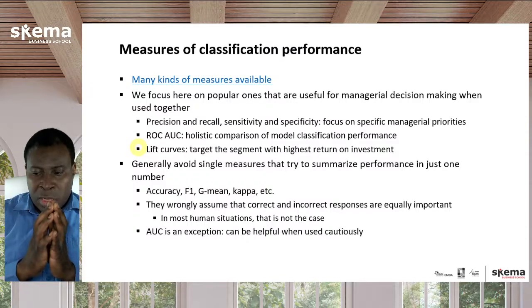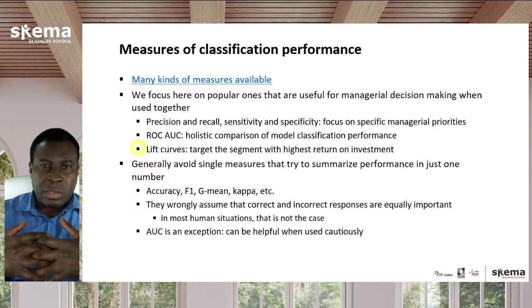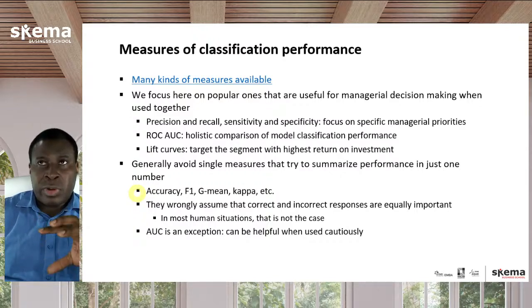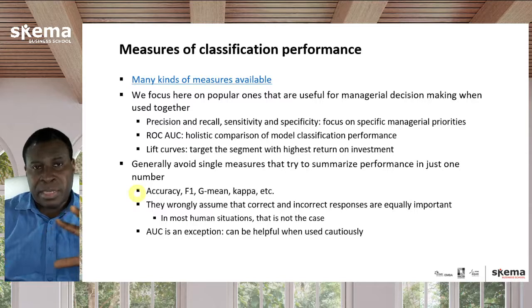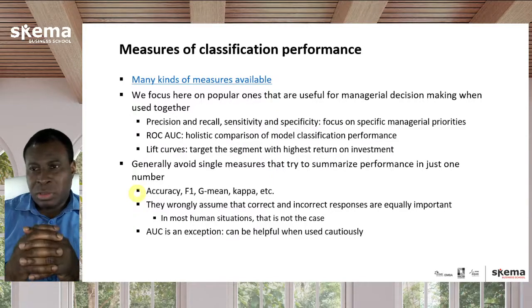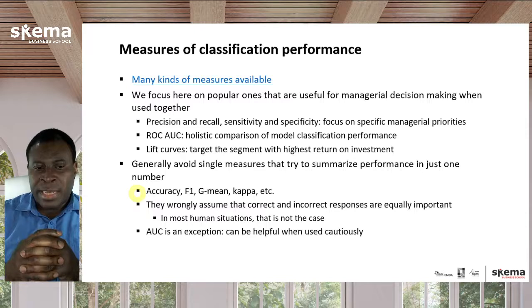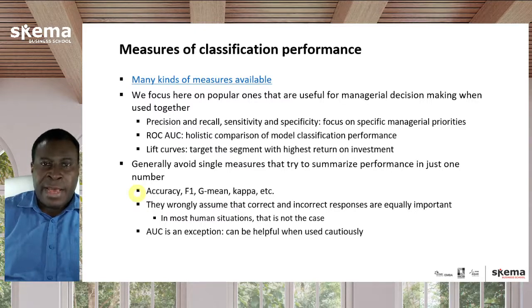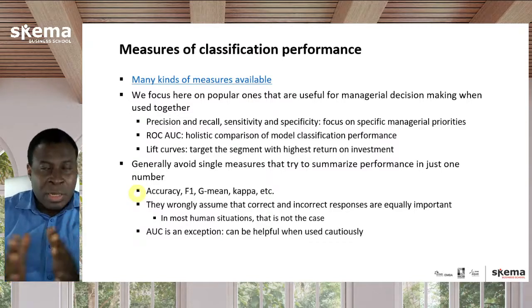Now, personally, I really try to avoid single measures. There are a lot of measures such as accuracy, F1, the G-mean, kappa, etc., that try to look at all different aspects and put them into one number. And these are almost all based on a very fundamental flaw, which is that they wrongly assume that correct and incorrect responses are equally valuable. And so they try to get a balanced weight.